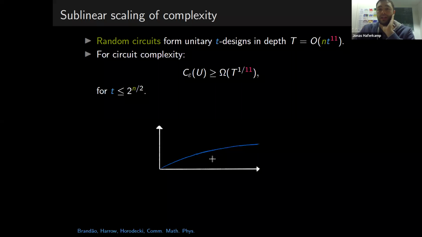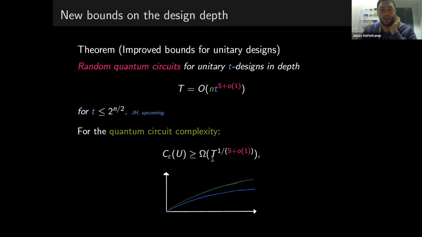So the first result that I want to talk about is an improvement of this bound. So this is the first result of this upcoming work. I think for the first time in 10 years, I can improve this exponent, and I can show that random quantum circuits form unitary t-designs in a depth that doesn't scale like t to the 11, but actually like t to the 5 plus something that is very small. And obviously, just plugging this into the same bound now also gives us a much improved lower bound on the circuit complexity.